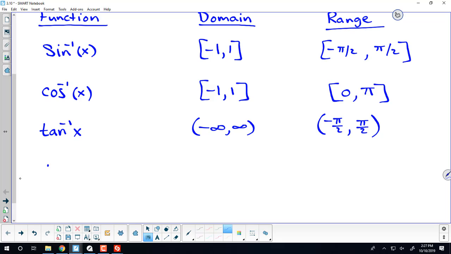Okay. Inverse cotangent has a domain of all real numbers. And the output, or the range, of inverse cotangent is 0 to π, not including 0, not including π.